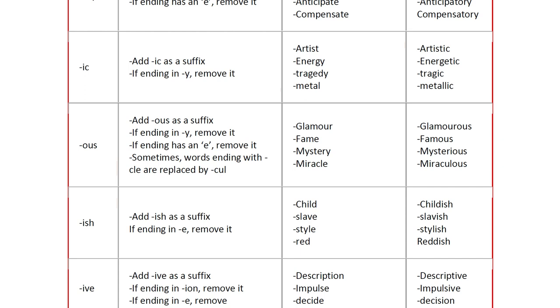So you can underline this word because it is different. More changes are made in this word, so you underline it so you know where it's a little more different and you need to pay more attention to it. Tragedy, tragic. Metal, metallic. Here double L. Remember, LIC is added, because you're stressing on the L. So that's why the letter L is written twice.